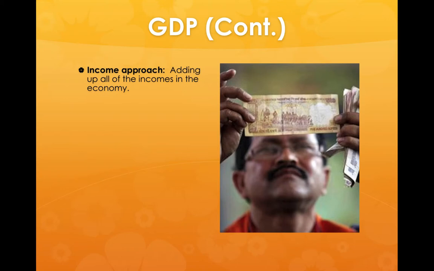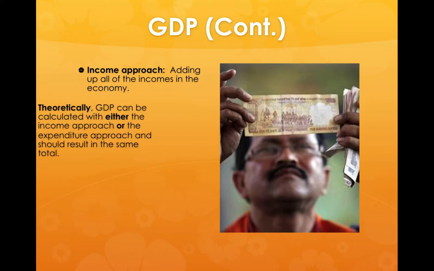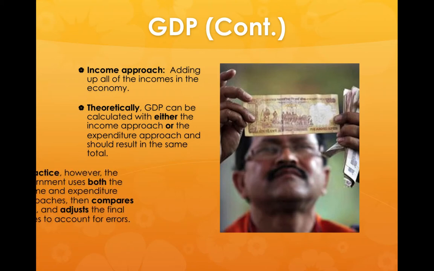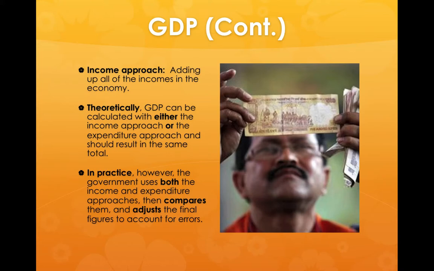The income approach involves adding up all the incomes in the economy. Theoretically, GDP can be calculated with either the income approach or the expenditure approach and should result in the same total. In practice, however, the government uses both the income and expenditure approaches and then compares them and adjusts the final figures to account for errors.